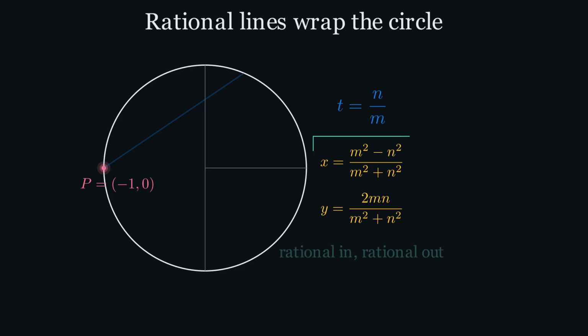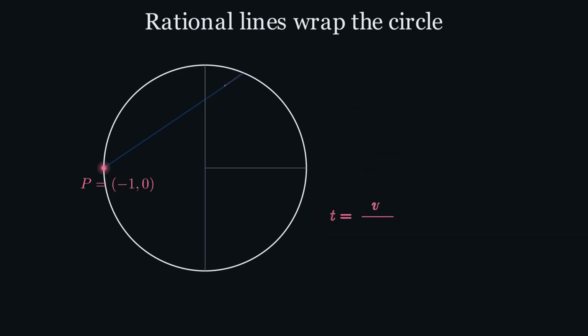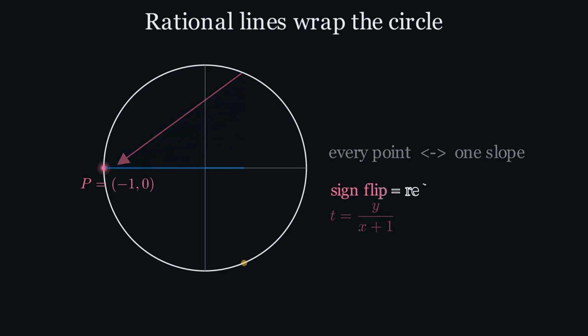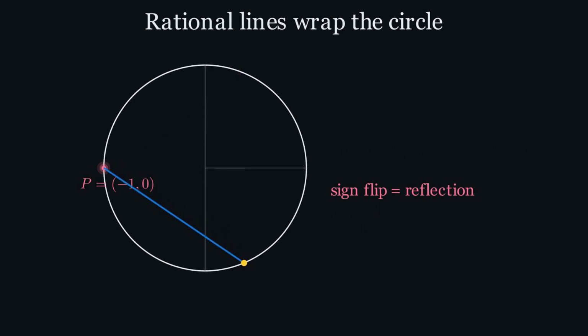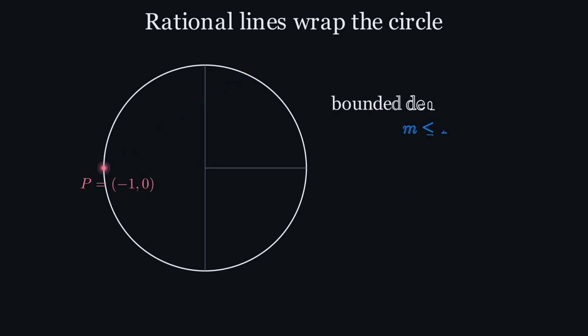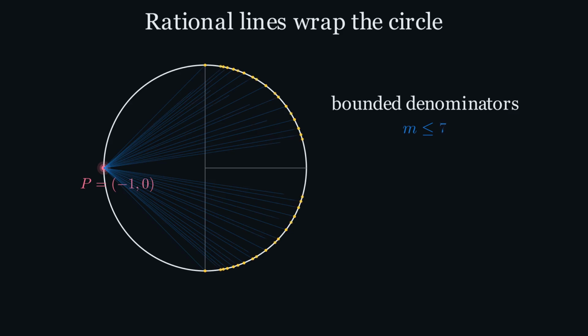The line turns, and its second intersection runs around the circle. Every rational slope gives a rational circle point. Run the argument backward, and every rational circle point gives a rational slope back to the pivot. Nothing slips through. I got the direction of this line wrong the first time, and produced the reflected points for about 20 minutes, so if the signs feel mildly cursed, they are.